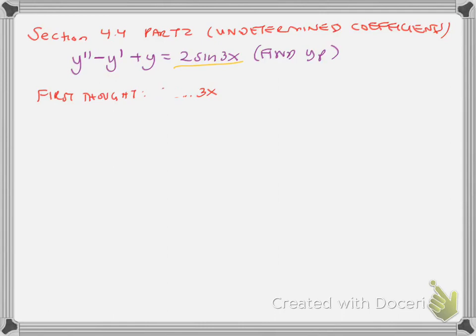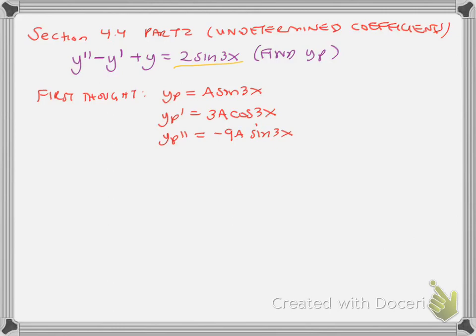But actually, let me do this. So our first thought would be y of p equals a sine of 3x, right? And so y of p prime then would be what? 3a cosine 3x. And then y of p double prime, it would be negative 9a sine of 3x. If you're not sure how I'm getting these, you need to go back and review the chain rule property with trig, and you'll see how to set that up. But hopefully you guys are comfortable and see that.